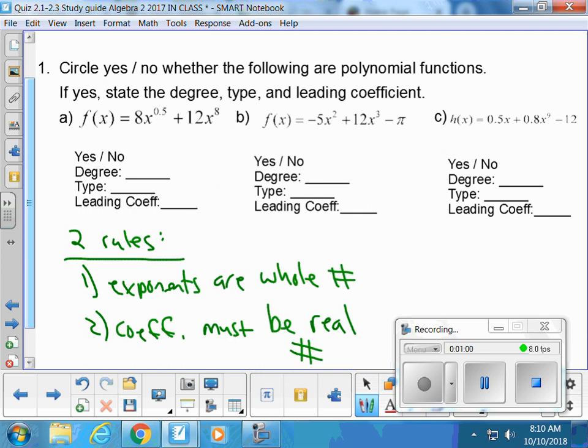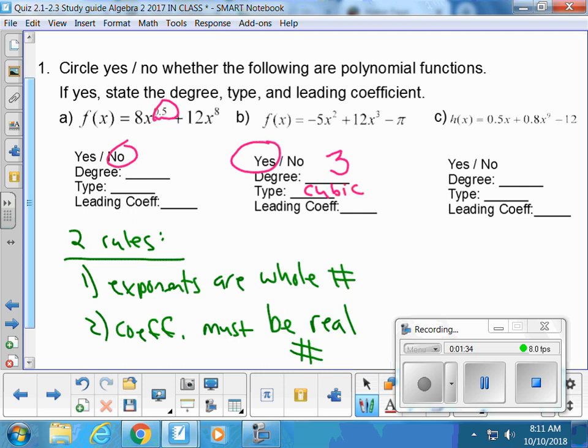So the instructions are, if yes, then state the degree, type, and leading coefficient. If no, you don't need to answer what's the degree, type, and leading coefficient. So right off the bat on part A, I answered no, just because that 0.5 was not a whole number. So at that point, I'm done with that problem. Part B, all my coefficients are real. All my exponents are whole numbers, so I answered yes. My degree is the highest exponent I'm seeing, so it's a 3. That makes the type a cubic.